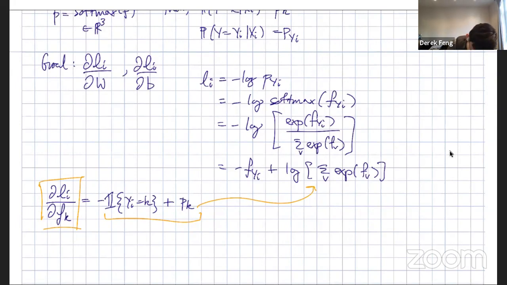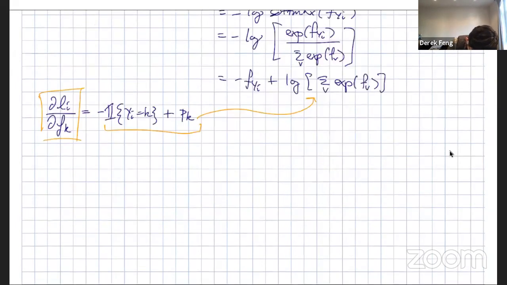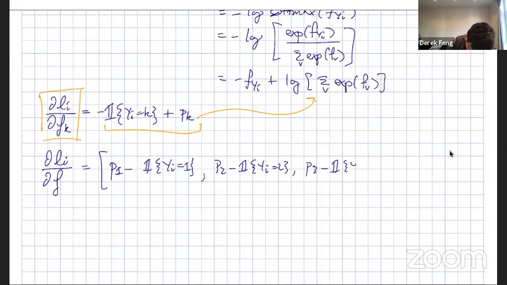Okay, so then just for notational sanity, I'm going to write this like this. It looks like P1 minus indicator function of yi equals 1, P2 minus indicator function of yi equals 2, P3 minus indicator function of yi equals 3. So the partial of Li with respect to f, I'm going to define this to be P star. So it's going to be a vector P star.